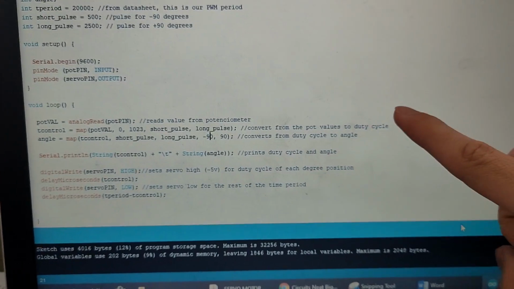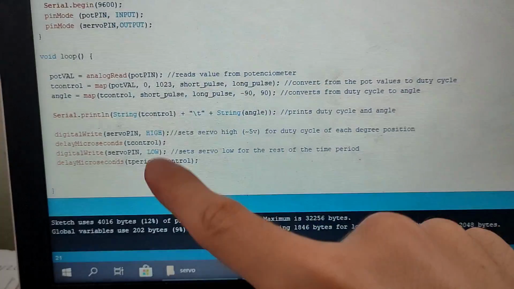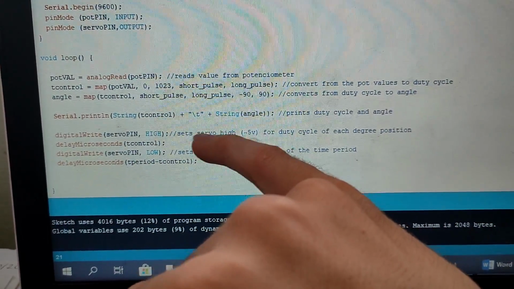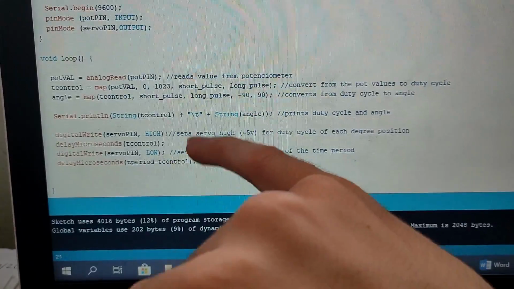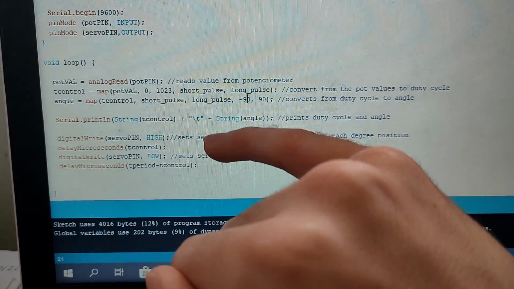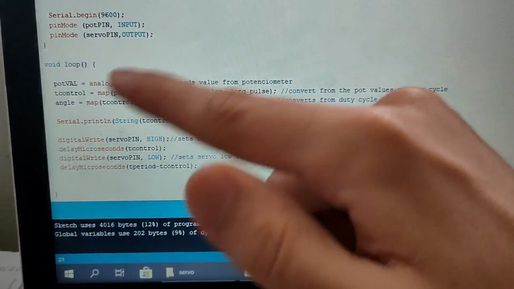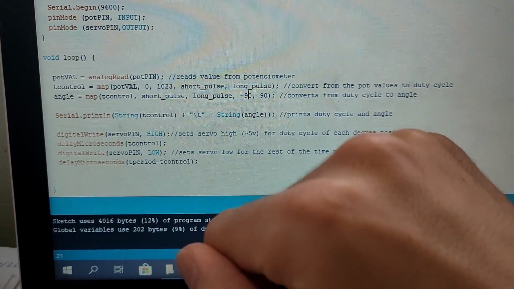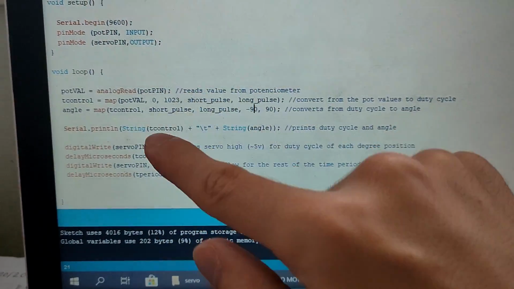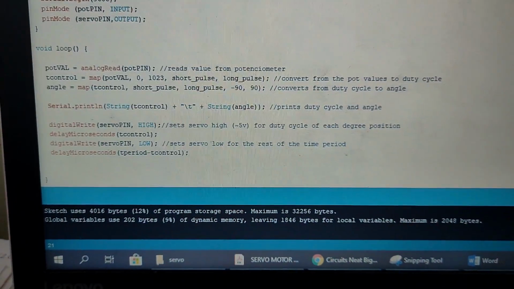Then once we have the duty cycle, we can send that information to our servomotor by means of these lines. We set the servomotor pin high, wait for the duty cycle, then set it low again and wait for the whole period to end, and run this whole thing again and again for the value coming from the potentiometer. At the same time, we print on the serial monitor the values for the time control, which I just explained, and the angle for each position.